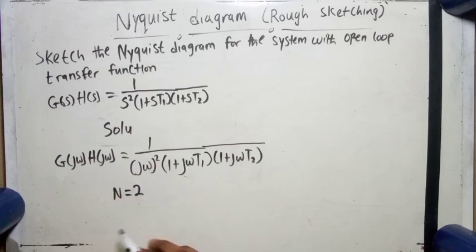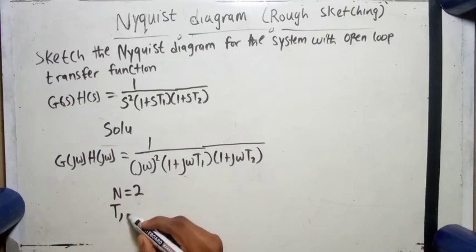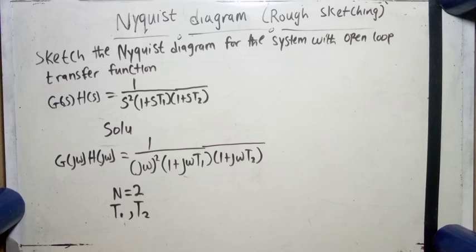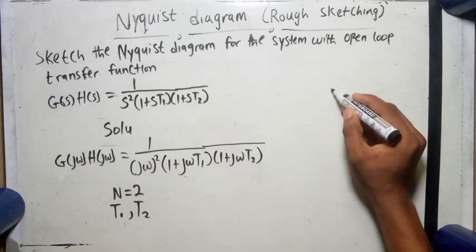2. Our N here is 2. And for our T, we have T1 and T2. That means we're going to be making use of 2 quadrants. Then our K here is 1, but we don't need it since we're talking about a rough sketch.